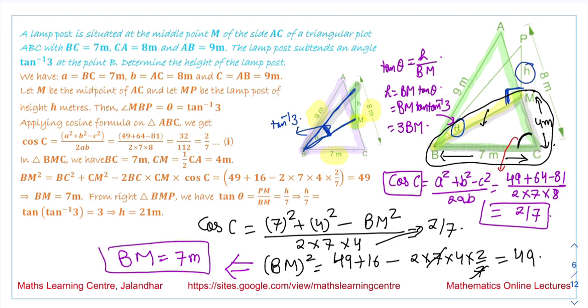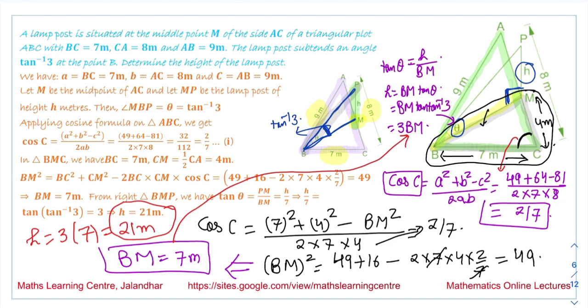Now if we substitute this value of BM in this equation, we obtain the value of h equal to 3 times 7, and that comes out to be 21 meters. So this is the required value of the height of the lamp post.